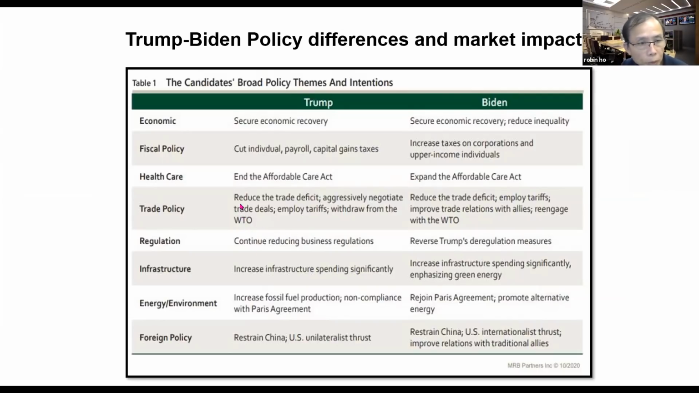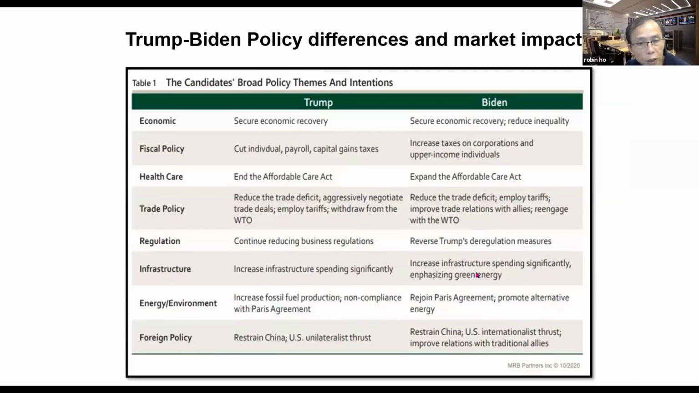Trump wants to reduce the trade deficit, aggressively negotiate trade deals, employ tariffs, and withdraw from the WTO. Biden also wants to reduce the trade deficit and employ tariffs, but improve trade relationships with allies and re-engage the WTO, so he will adopt a more reconciliatory approach. In terms of regulation, Trump wants to continue reducing business regulation, but Biden will reverse Trump's deregulation measures.